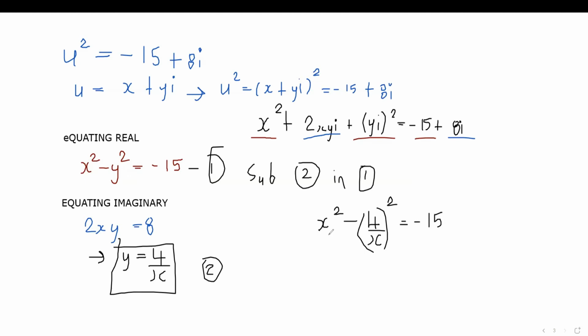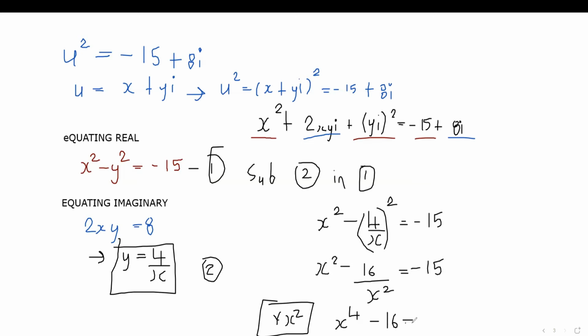So what we're going to get now is x squared minus 4 squared, which is 16, over x squared. That's equal to negative 15. Now to solve this equation, we just need to multiply through by x squared. So multiplying through by x squared, we end up with x to the 4 minus 16 is equal to negative 15x squared.